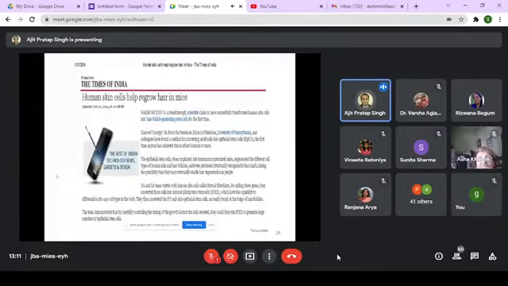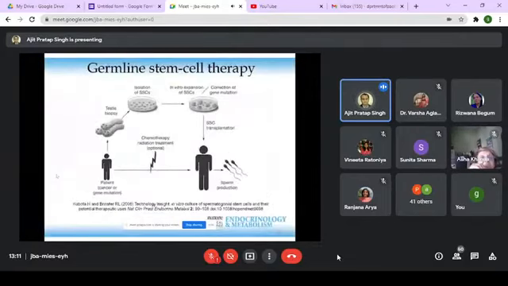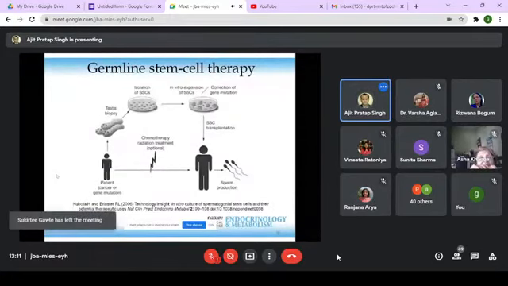Germline stem cell therapy: stem cell can be used for germline stem cell therapy because if you are having any genetic disorder, then it will pass generation to generation. And here we can use the stem cell for that one.